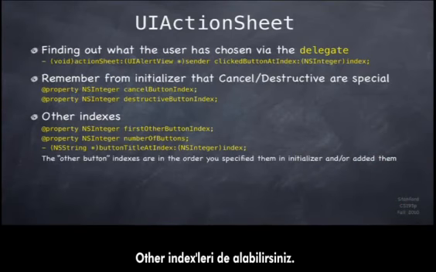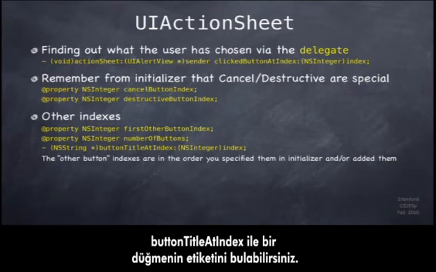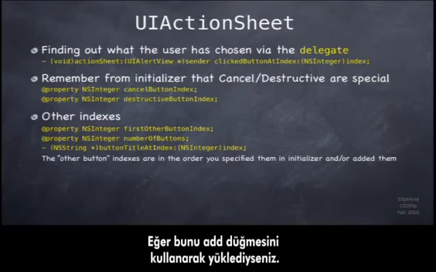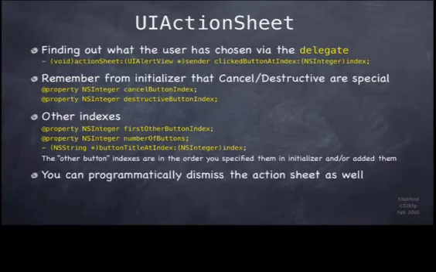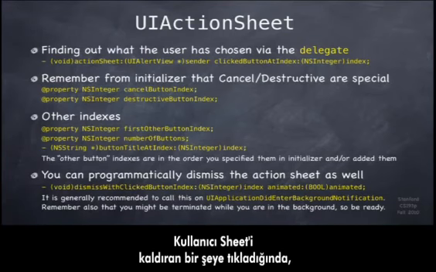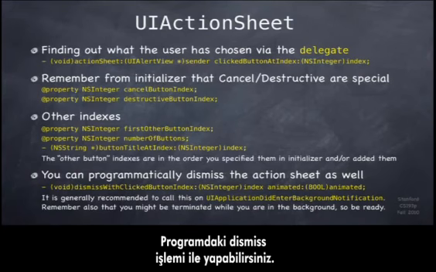Other indexes: you can get the index of the first other button. You can get the total number of buttons. And you can find out the button title at a certain index as well. And you might compare that against some other data structure you have if you loaded this thing up using the add button thing. And you can programmatically dismiss the action sheet as well. When the user clicks on something, that dismisses the sheet. But you can do it programmatically with this dismiss.